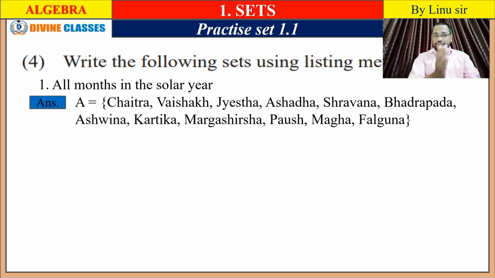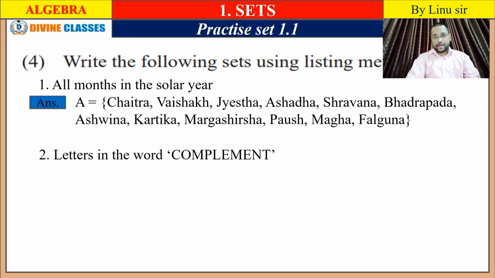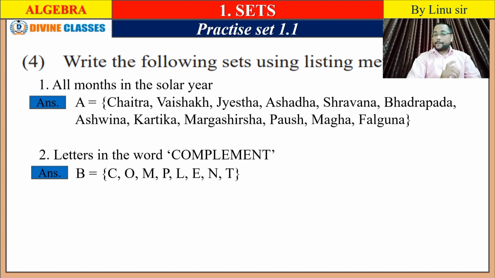So we can write the elements as A is equal to {Chaitra, Vaishak, Jyeshtha, Ashad, Shravana, Bhadrapada, Ashwina, Kartika, Margashirsha, Paush, Magha, Falguna}. Second question is letters in the word complement, right? So which are the letters in the word complement? That is C. C is one element, then O, then M, then P, then L, E, M we will not write it again. Why? Because we had already taken M, right? Then E. E also already taken. N we will be writing, and the last letter is T.